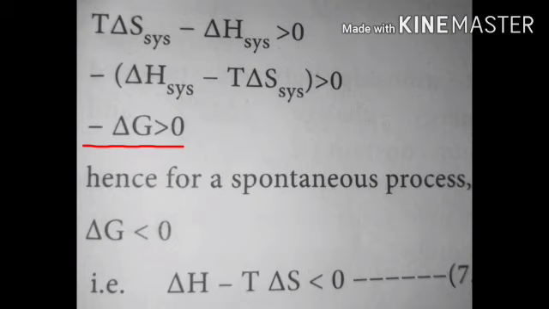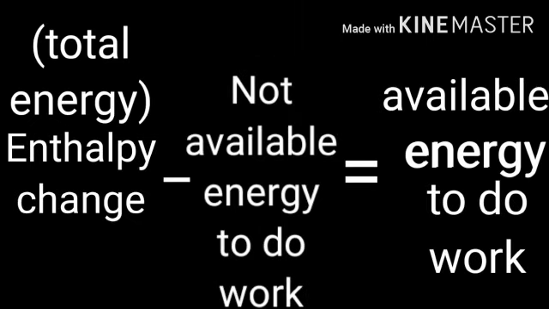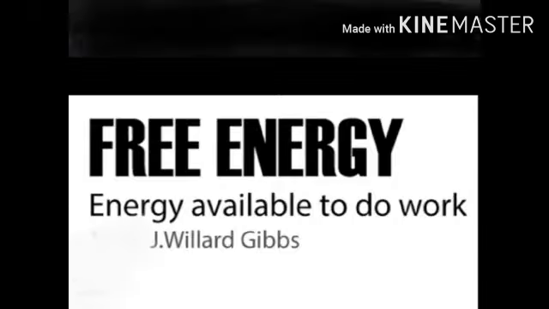That means negative value. So for a spontaneous process, del G value is less than 0. Del G means what? Del H minus T del S. Therefore, del H minus T del S less than 0 for a spontaneous process. Del H system means enthalpy change of a reaction. T del S system means not available energy to do work. Therefore, enthalpy change minus not available energy to do work is equal to available energy to do work of a system. Therefore, Gibbs free energy is a measure of available energy to do work of a system.